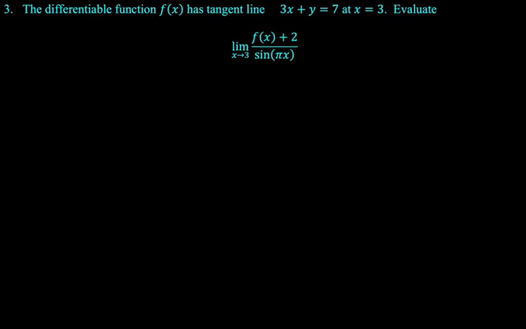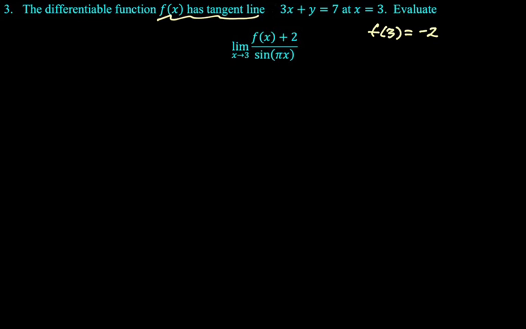The differentiable function f of x has tangent line 3x plus y equals 7 at x equals 3, and we want to evaluate the limit as x approaches 3 of f of x plus 2 over sine of pi x. First thing for me is this is a tangent line for f of x at x equals 3, which means the tangent line can tell me f of 3 and f prime of 3, so I'm going to figure those out. If I plug 3 into the tangent line, I get 9 plus y equals 7, so y is equal to negative 2. So f of 3 is negative 2.